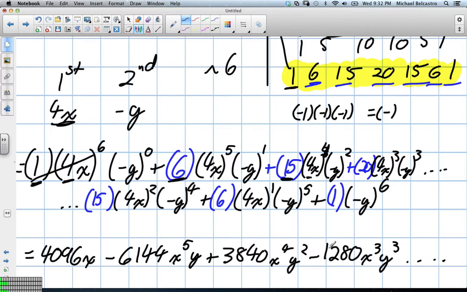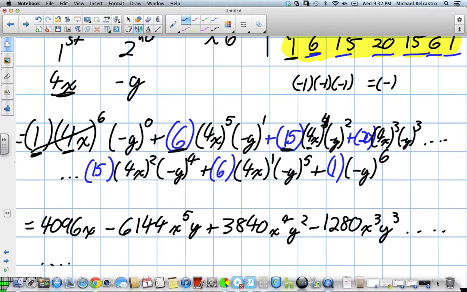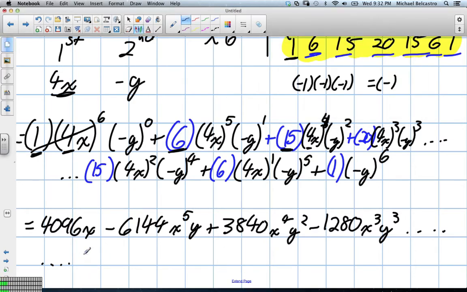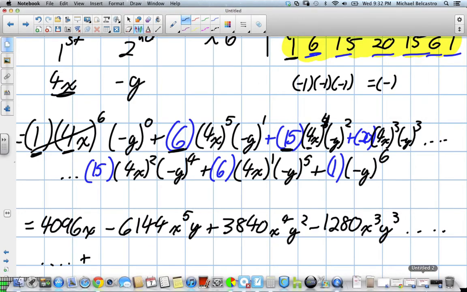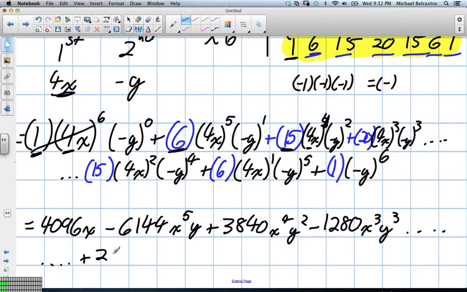So let's continue to the next part of this. These do seem to be rather long. What's the next part? It's y to the power of 4, so it's positive, so we can just leave it as a positive. Good. So it's 4 to the power of 2, which is 16, times 15. So 240. Good. x to the power of 2, and y to the power of 4.